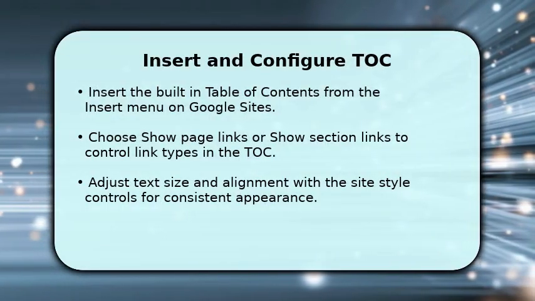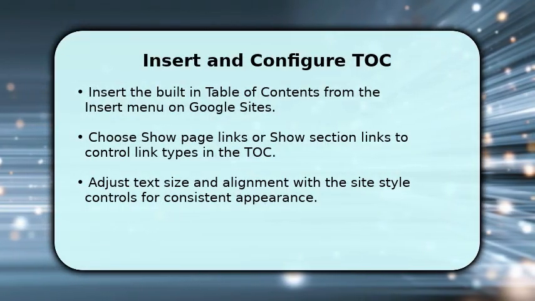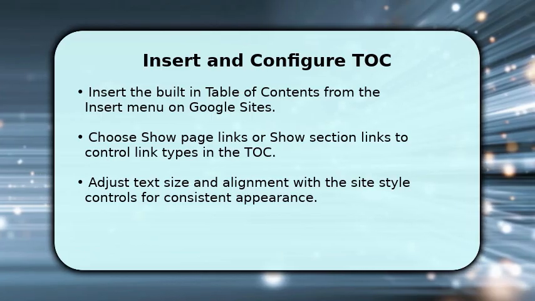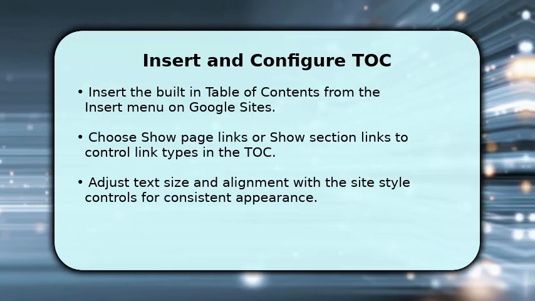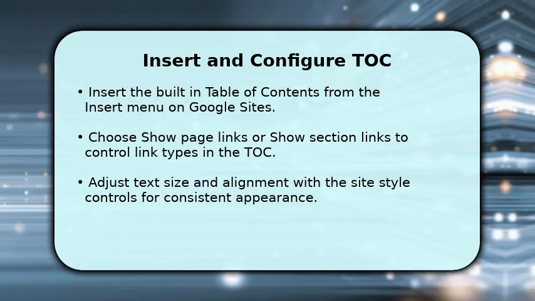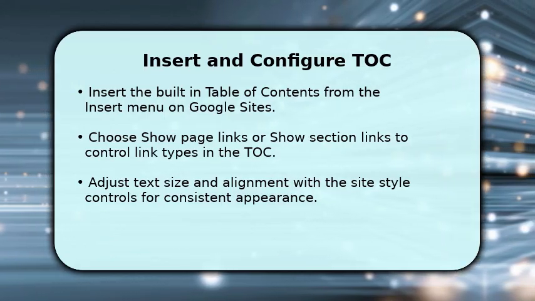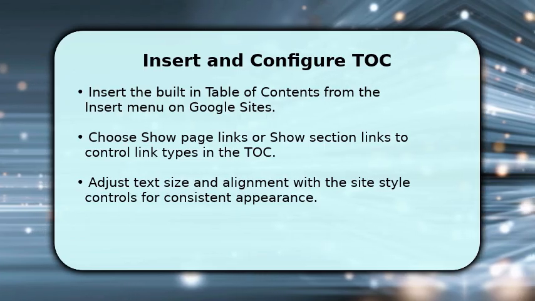Open the Insert menu and select Table of Contents to add it to your page. Insert the built-in Table of Contents from the Insert menu on Google Sites. Choose Show Page Links or Show Section Links to control link types in the TOC.